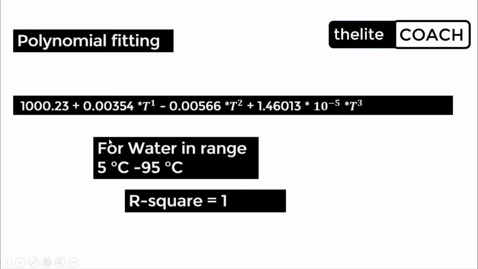So to conclude, we made the polynomial fitting. So the equation has been given here, and this is for water in the range between 5 degrees Celsius to 95 degrees Celsius with an R square value of 1.